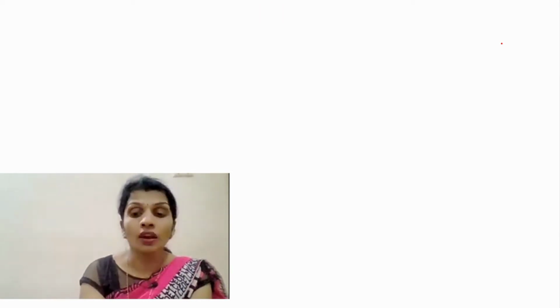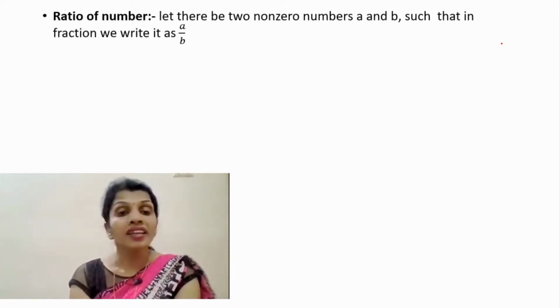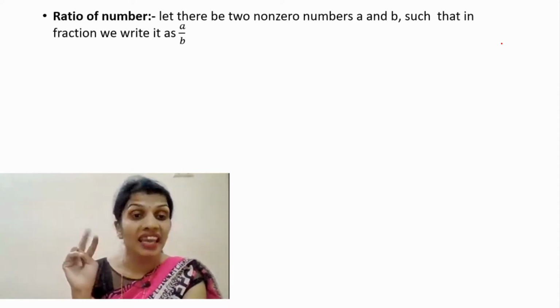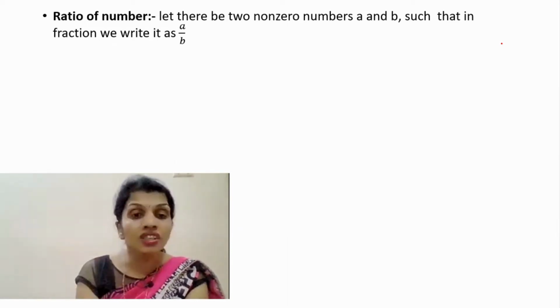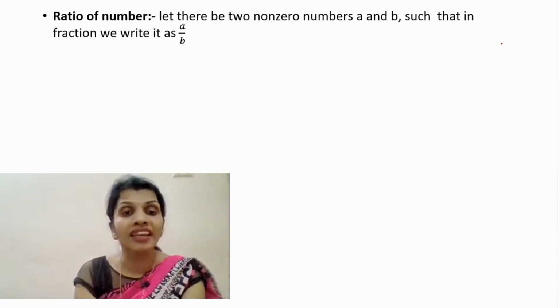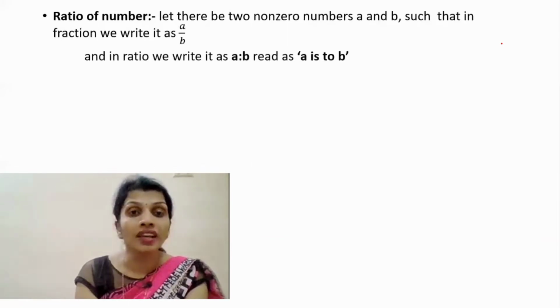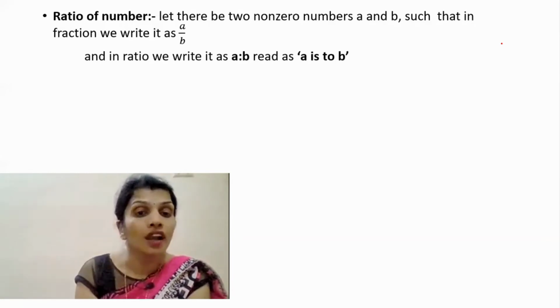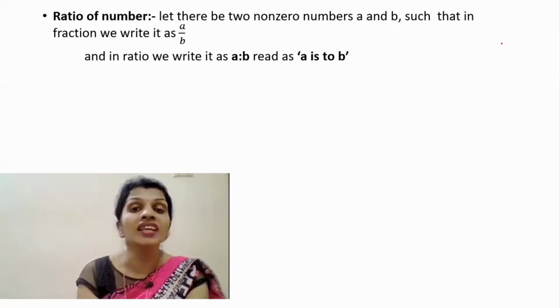Now the next topic is the ratio of a number. Let there be two numbers A and B. For the ratio we need two numbers A and B, such that in fraction form we write it as A upon B. Now in ratio form we write it as A ratio B, and we read it as A is to B. The sign is read as "is to".